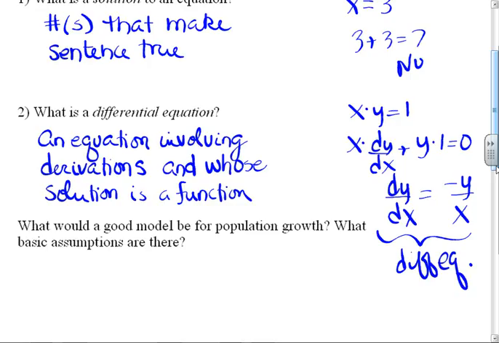Okay, Matt, you need to sit someplace else? Okay.